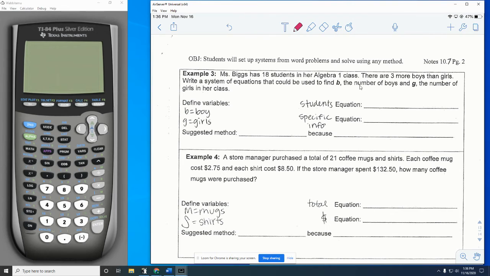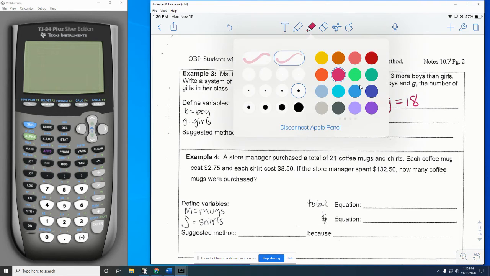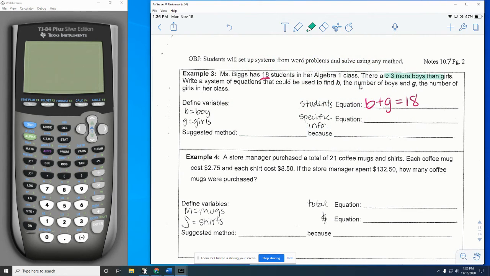So let's write something about these 18 students. Well, how do I know there's 18 students total? I took the boys and I took the girls and I added them together. So some amount of boys and some amount of girls, they are added together to equal my total. Remember, once you use it, you can't use it again. So what else do we know? There are 3 more boys than girls. So there are more boys and there are 3 more boys than girls. So the boys equal 3 more than the girls.